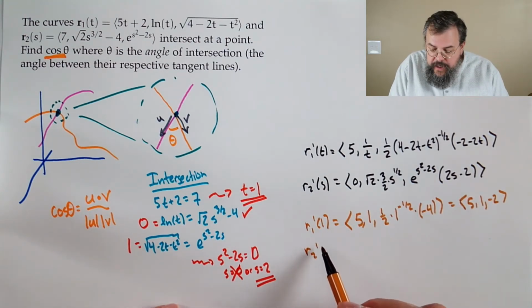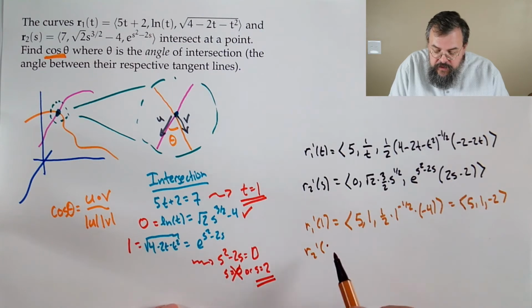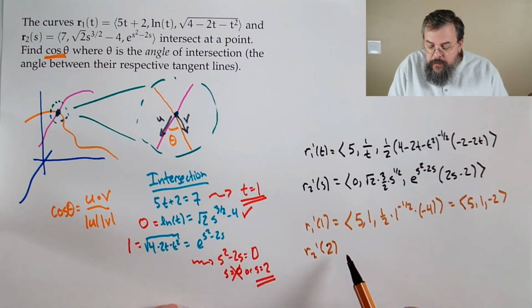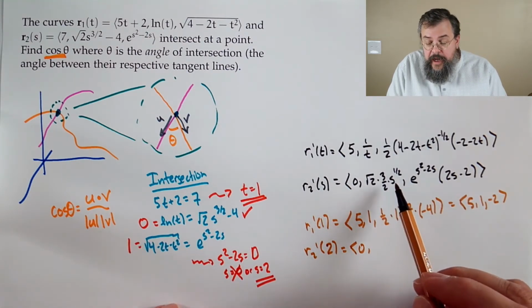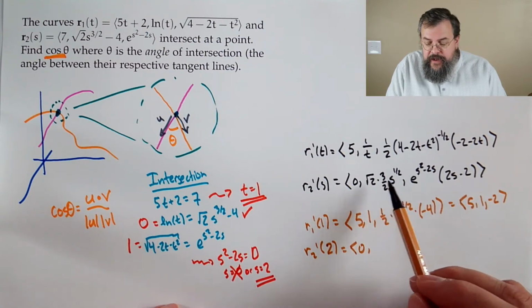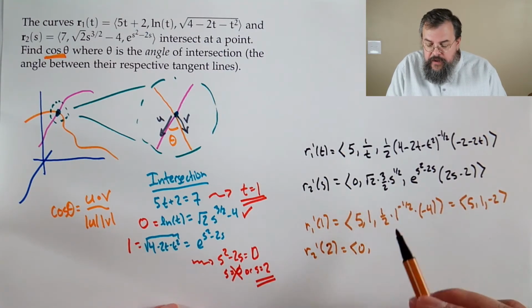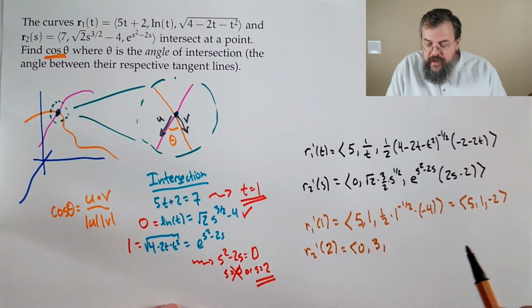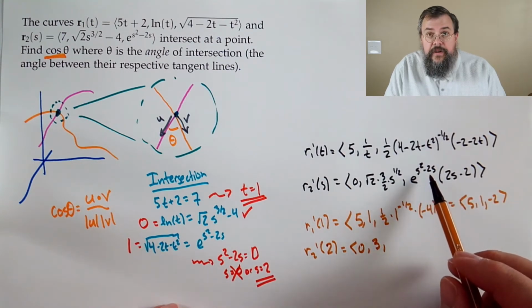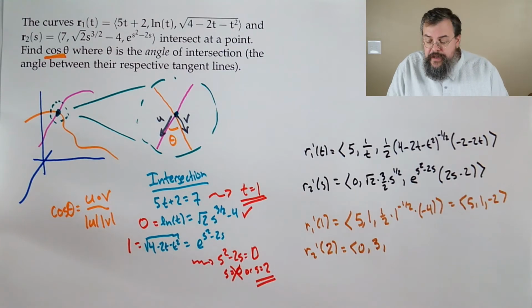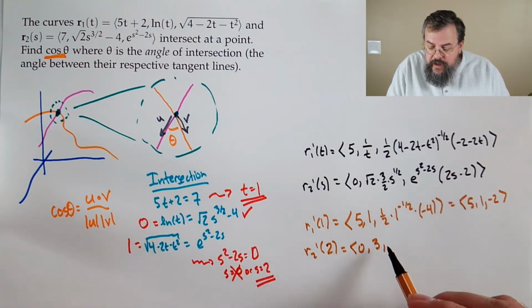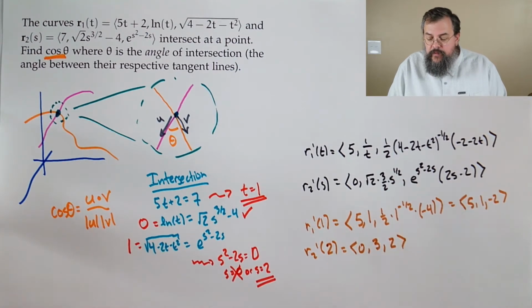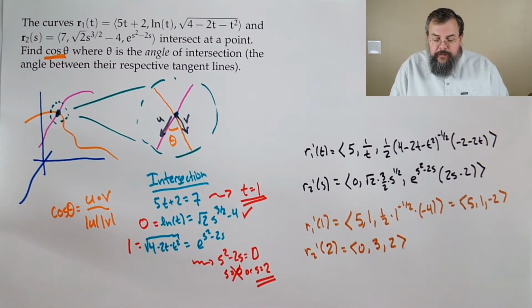And r2 prime of s, which is 2, so we're plugging 2 in, will be 0. Then we have square root of 2 times 3 halves times square root of 2. Well, square root of 2 times square root of 2 is 2, and that cancels with the 2 downstairs, leaves us with 3. Then we'll have e to the 0. e to the 0 is 1. And then we're going to have 2 times 2, 4 minus 2, which is 2. And there we go. That's the other one.